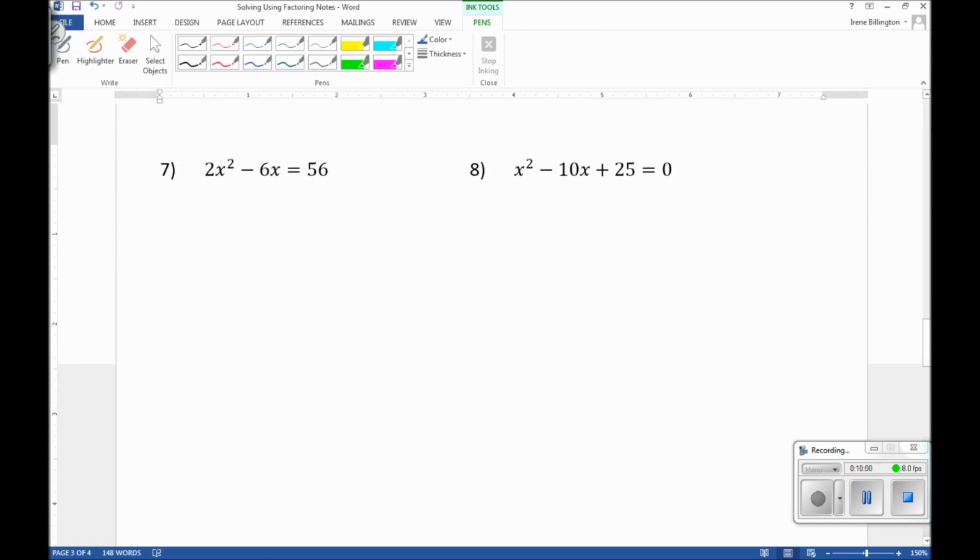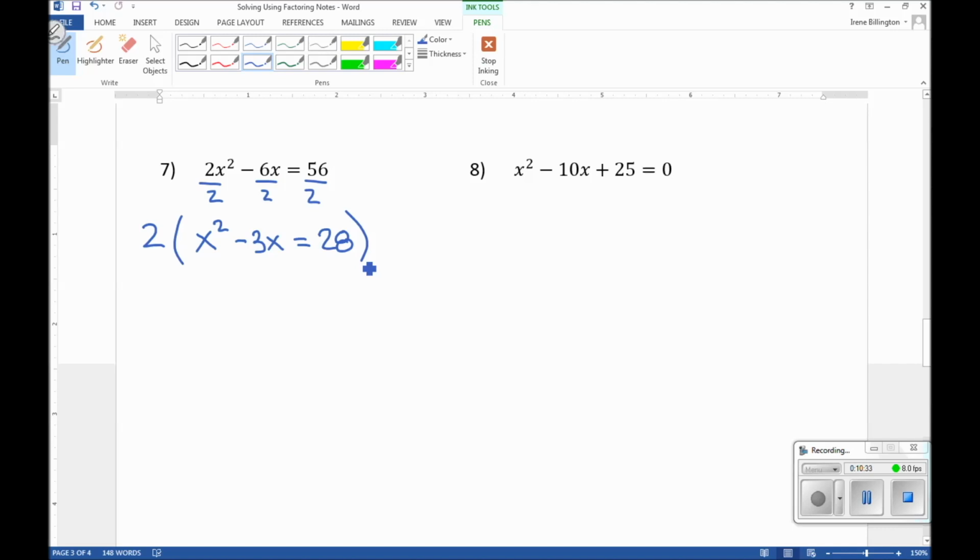Okay, you'll notice on this next example, my lead coefficient, my a value, that first number in front of x squared, is not 1. So you should automatically tell yourself, hey, what's the GCF? Notice all three of my numbers are divisible by 2. So I have a GCF of 2, so I'm going to divide everything by 2, and that leaves me with the polynomial x squared minus 3x equals 28.